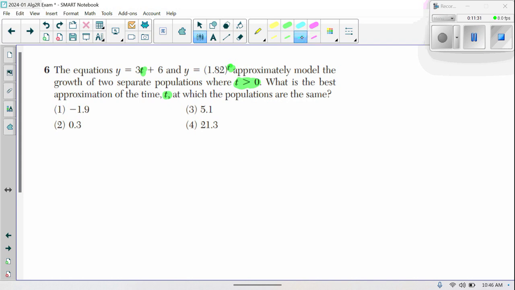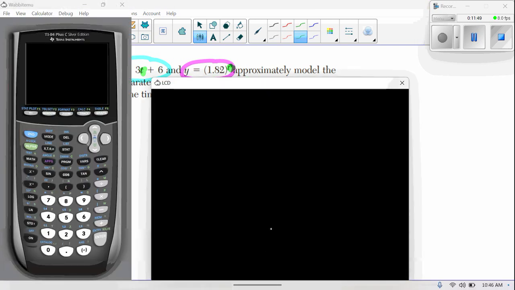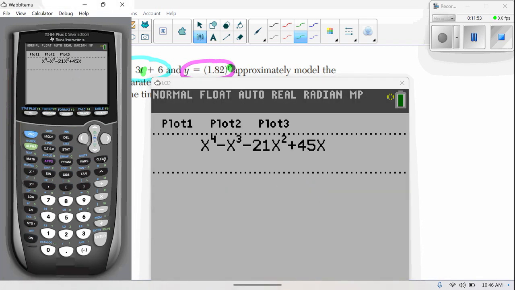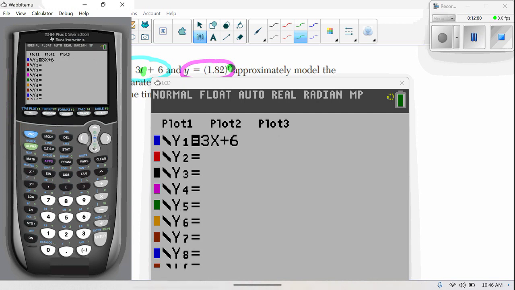Well, I'm just going to graph this in y1, and I'm going to graph this in y2, and I'm just going to see where they intersect. But keep in mind I want a positive value. All right, so let's go ahead and do just that. Oh, I love my calculator. I'm going to turn this on, go to y equals, clear this out. And the first one is just 3x plus 6. And I move down here, and the next one is 1.82.